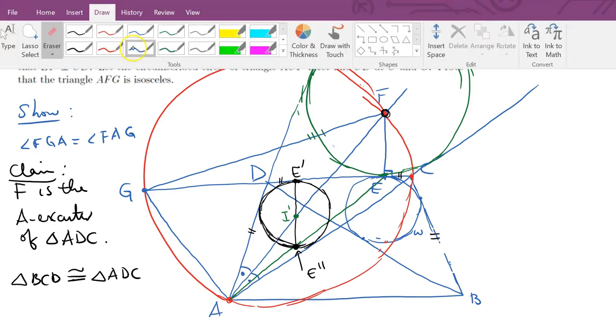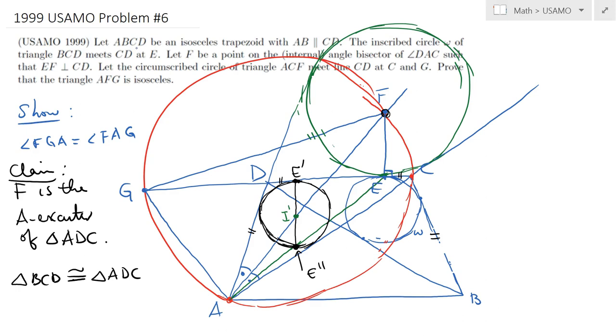So the symmetry here, the fact that DE prime is equal to EC, implies immediately that F is the center of the A-excircle of triangle ADC. So I highly recommend you read the discussion about the diameter of the incircle, in this case E prime, E double prime, and how E double prime and E are collinear. Okay, so now that's a huge improvement.